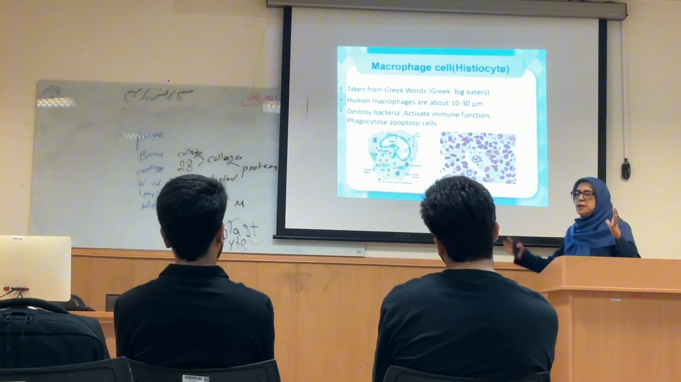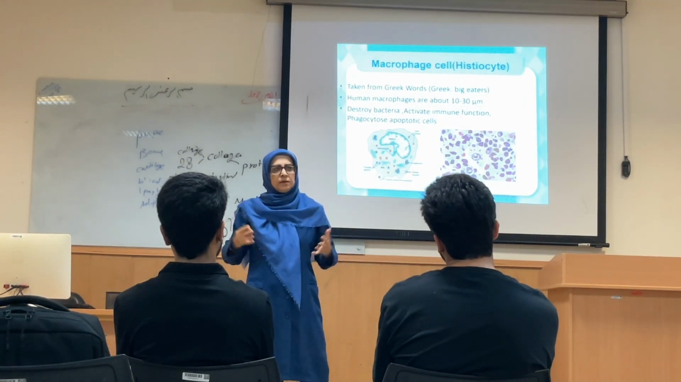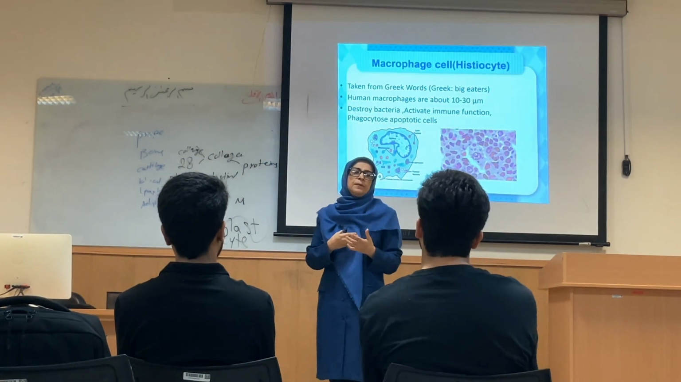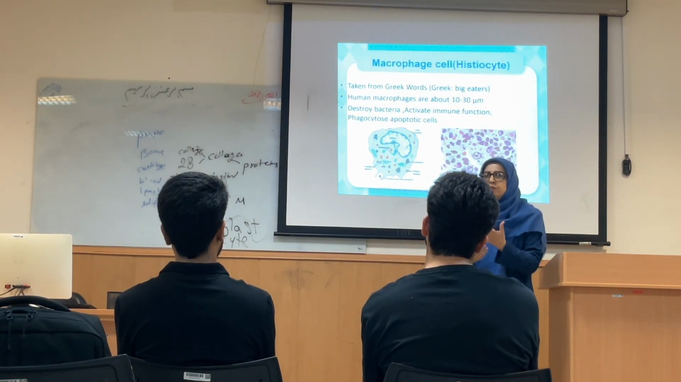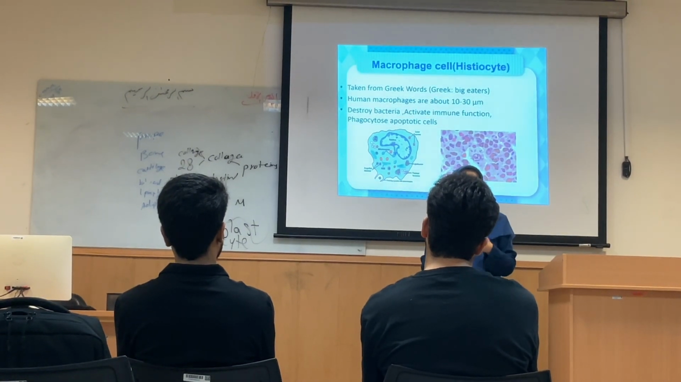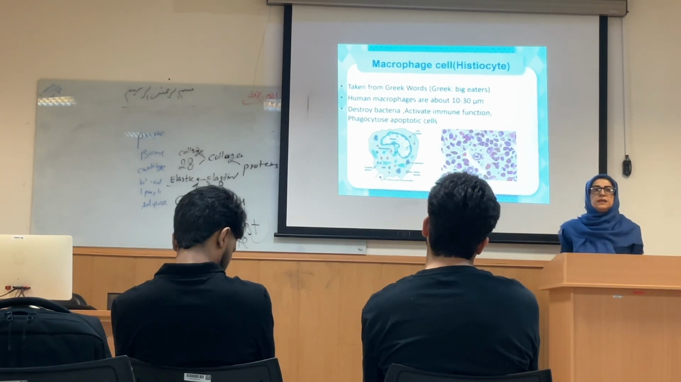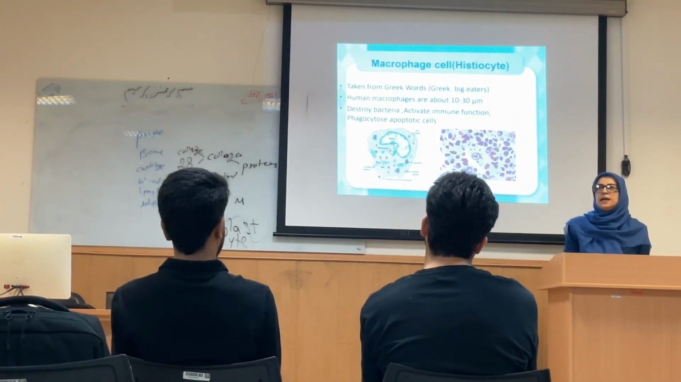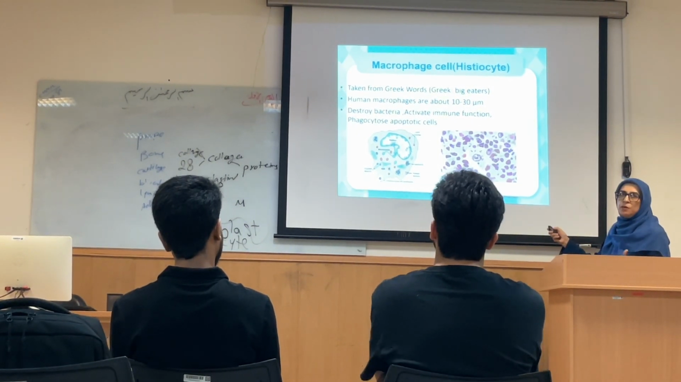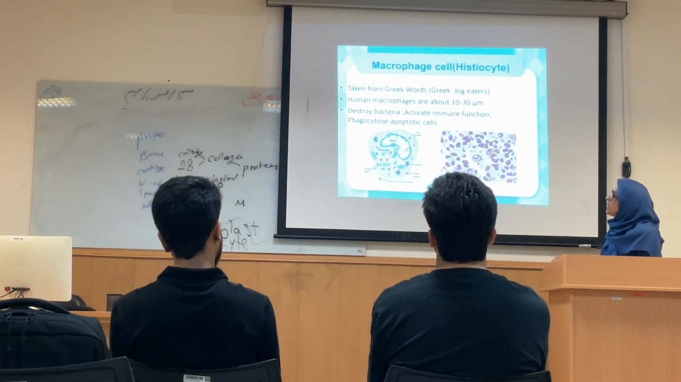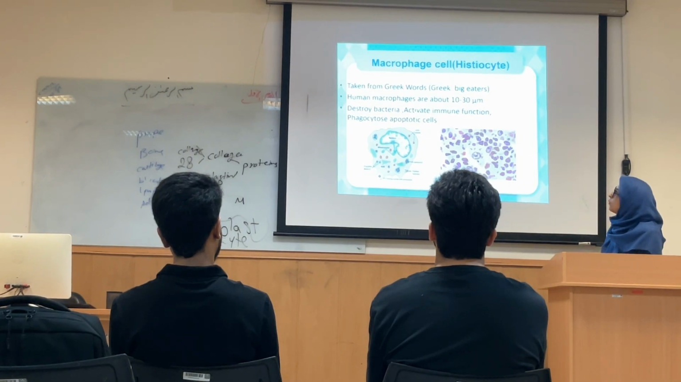Macrophage. Macro means big. Phage means eating. They are very big cells that eat something. They are involved in removing bacteria, microorganisms, and harmful materials in our body. They are in the connective tissue. We can identify them very easily because they are the biggest cells in the connective tissue. They destroy bacteria, are active in the immune system and immunity, and also phagocytose apoptotic cells, the cells that are removed by apoptosis.